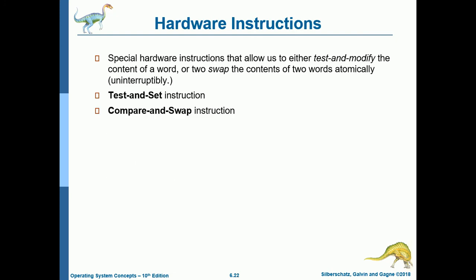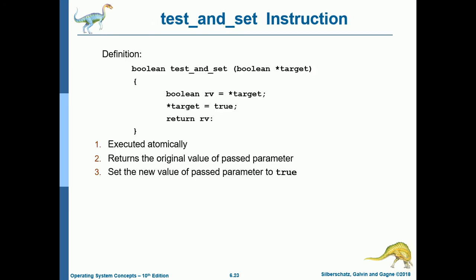So next we have hardware instructions. These are special hardware instructions that allow us to either test and modify the content of a word, or to swap the contents of two words atomically, or uninterruptedly. So we have the test and set instruction and the compare and swap instruction.